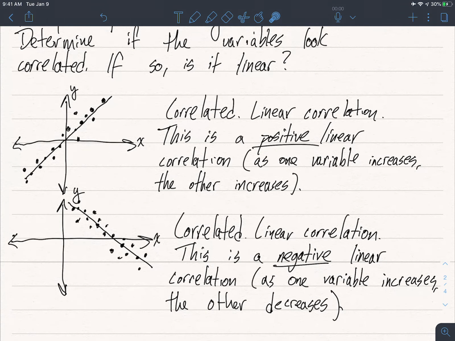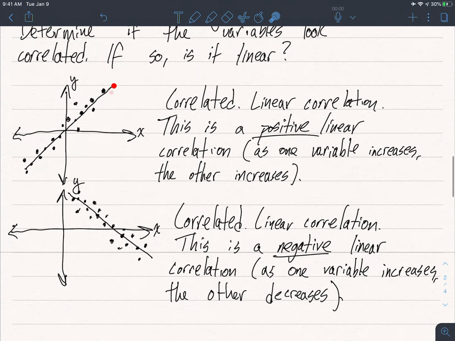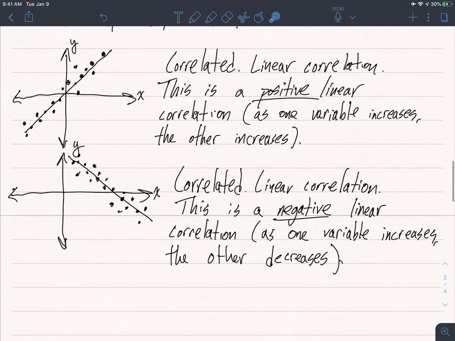So with a positive linear correlation, basically the line goes upwards as you look left to right. With a negative linear correlation, as we increase our x, our y's start to decrease. So as one increases, the other decreases. So those are the two types of linear correlations, really. A positive one, where as one increases, the other increases, and a negative, where one increases, the other decreases.